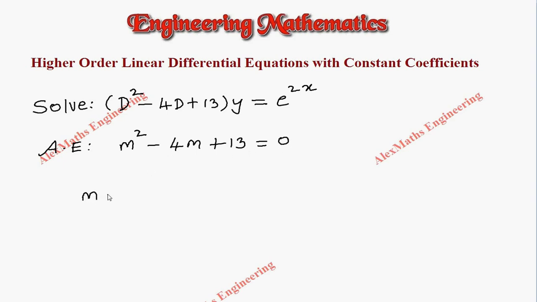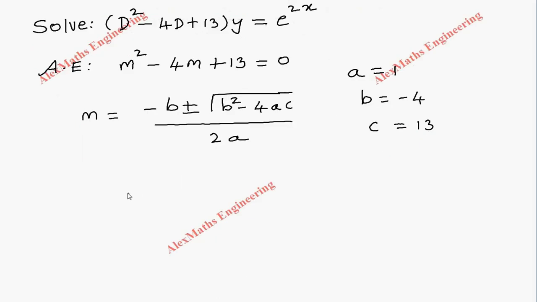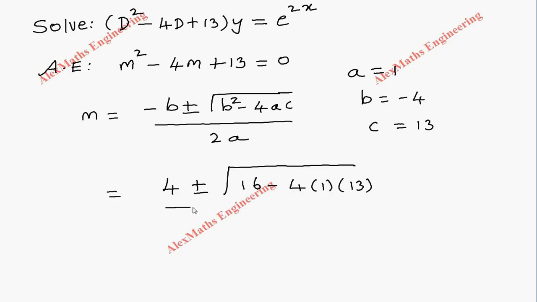So we use the quadratic formula: (−b ± √(b² − 4ac)) / 2a, where a is 1, b is −4, c is 13. By substituting this, we get −b, which is 4, then plus or minus the root of b², so 16, minus 4ac, whole divided by 2a, so 2 into 1.